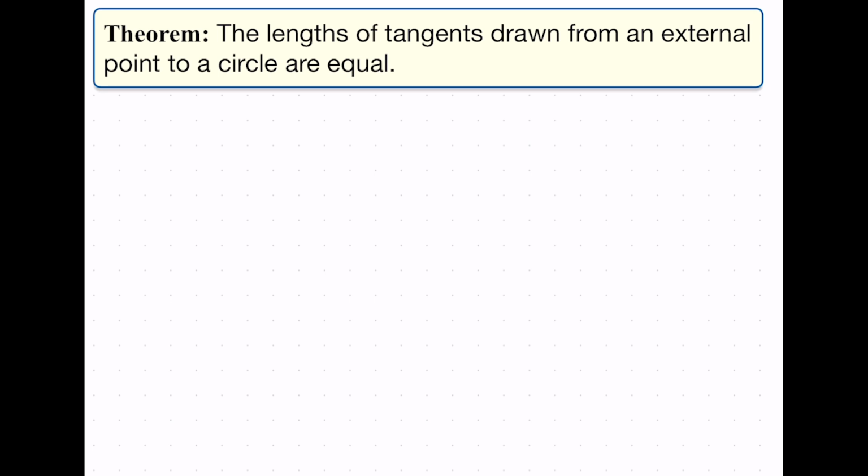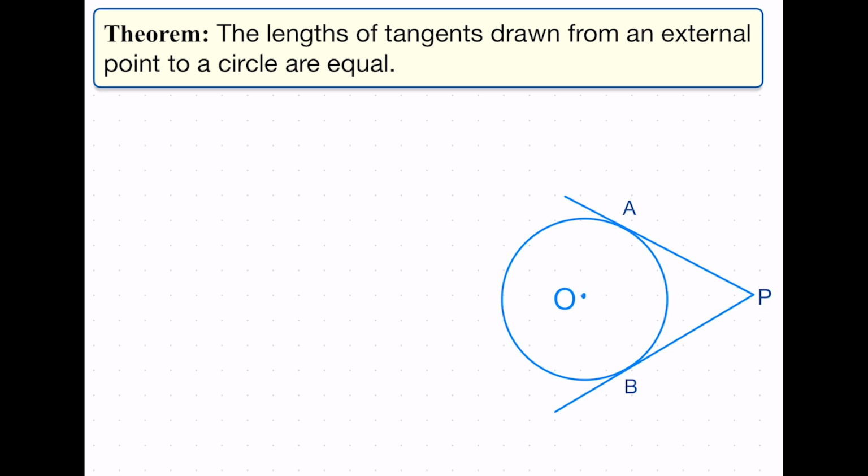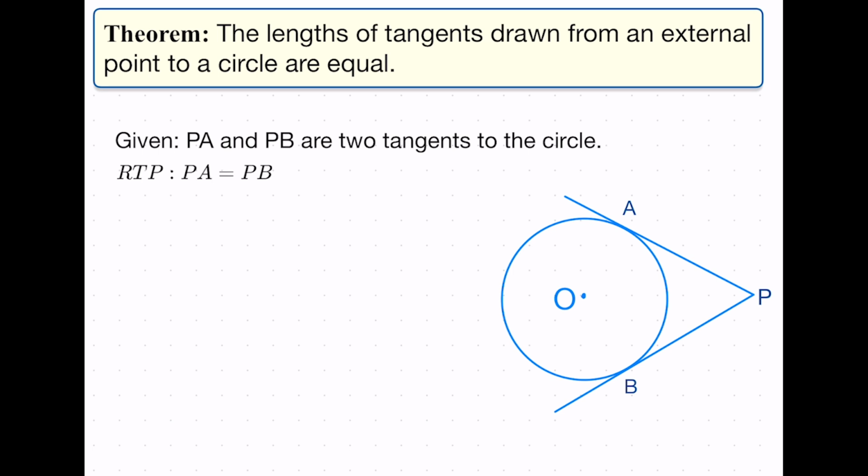To prove the theorem, we'll draw a circle centered at O and two tangents, PA and PB. Now we have to prove that the lengths of tangents PA and PB are equal. To prove it, we'll take a construction and join OA, OB and OP.